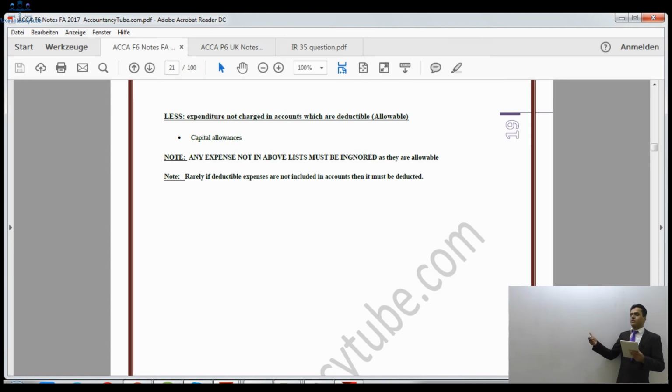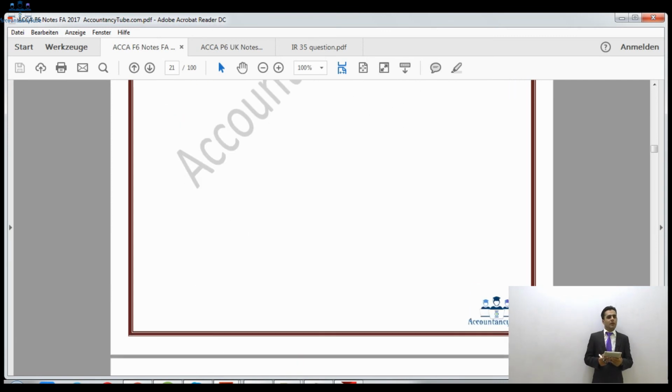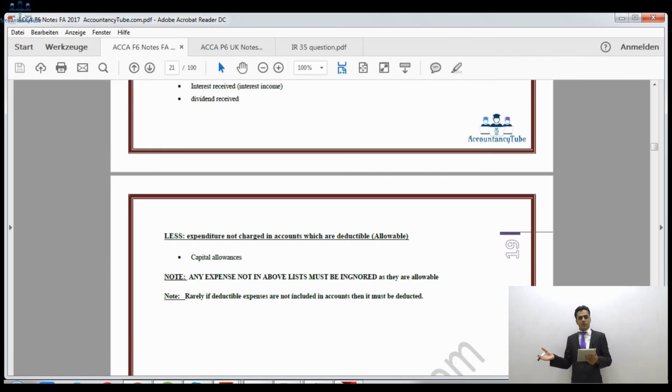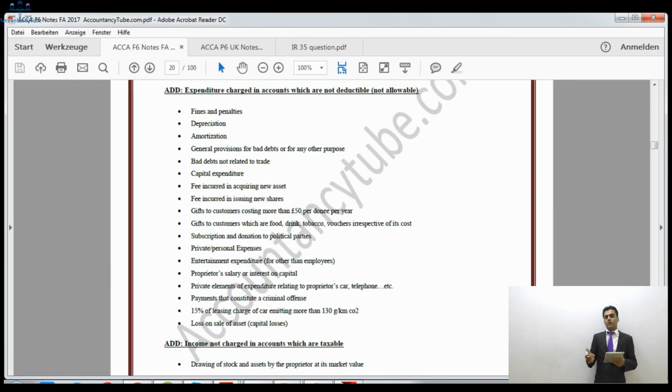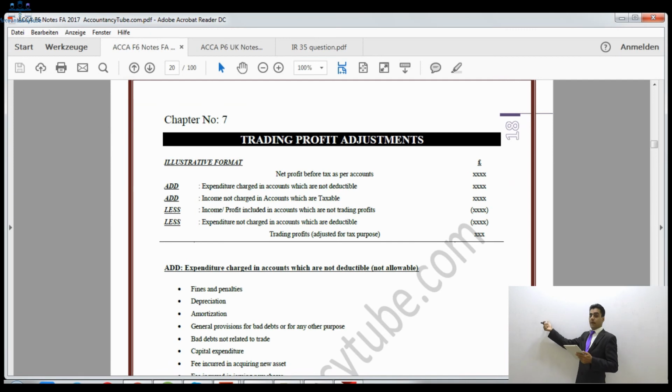Now we have added back the accounting depreciation because for tax purposes there is a different kind of depreciation, known as capital allowances. We will see capital allowances in our coming lectures. Capital allowance simply means depreciation for tax purposes. In our accounting we study depreciation, in our tax we study capital allowance. For accounting purposes we have deducted depreciation, but the tax authority says you can't deduct depreciation, so add it back.